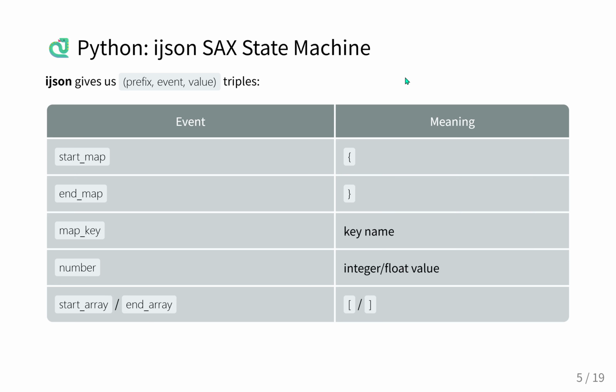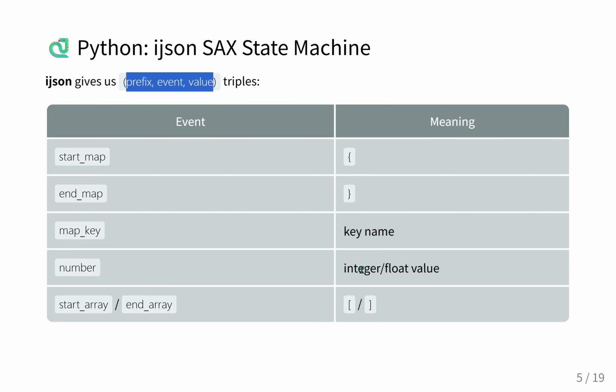True. But for this streaming task, the author utilized a specialized Python library called ISON. The way ISON works is by feeding the programmer triples of data as it streams through the file. It hands you a prefix, an event, and a value. Okay, breaking that down mechanically, the event might be something like start map when it sees a curly brace or end array for a closing square bracket. Yep. And the value is the actual data, like the name of a wire or a numeric ID.